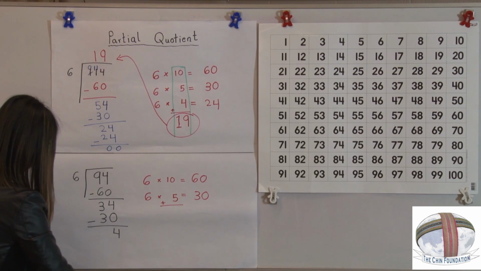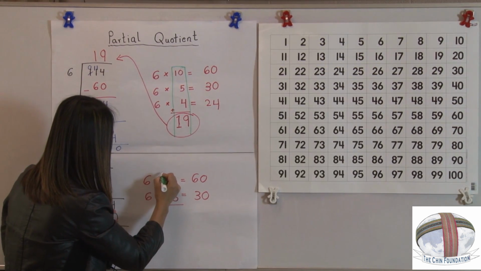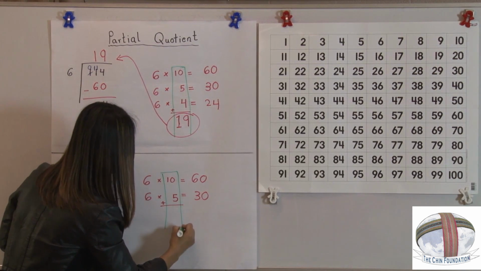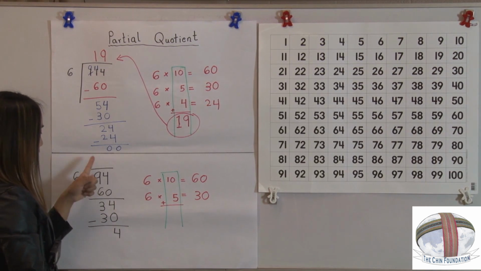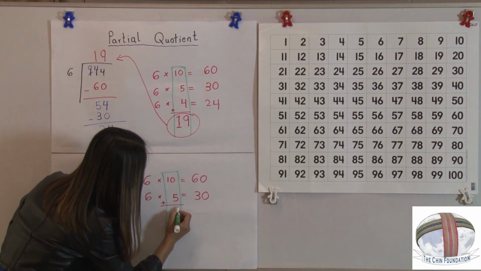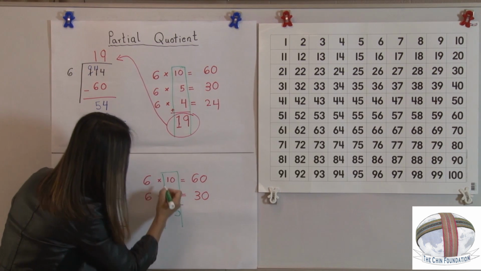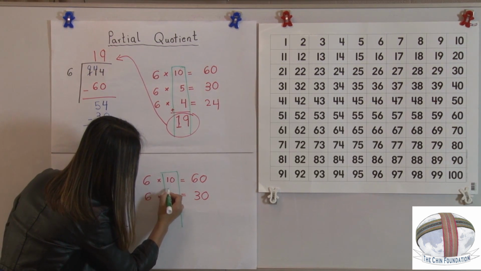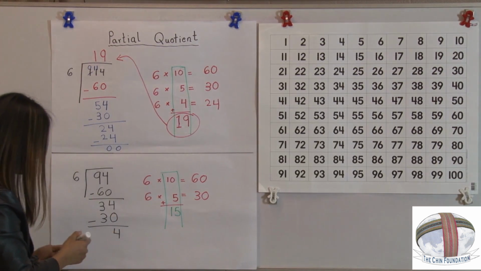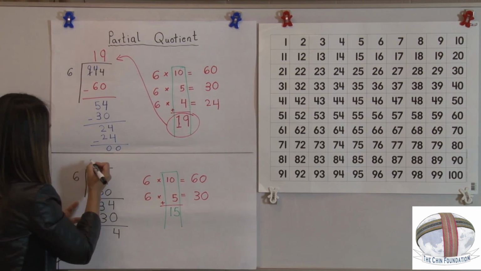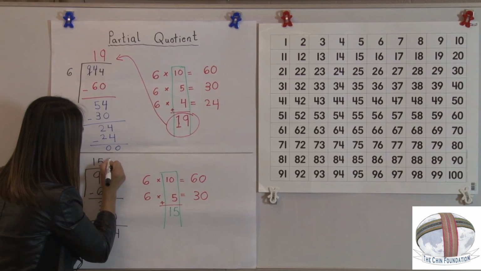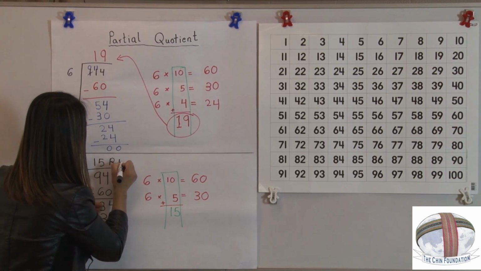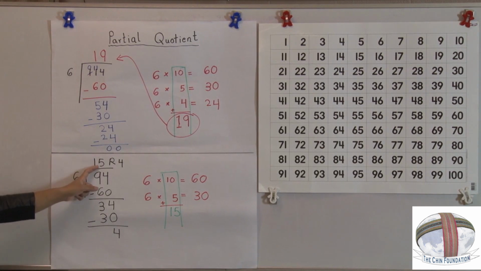Now we need to add our quotient. We need to add these too, because this number comes from this one. We need to add them and put it up here. 0 plus 5 is 5. 1 plus 1 is 2. 1 plus 0 is 1. So the quotient is 15. You can write 15 R4. R stands for remainder, okay? 15 R4. Right?